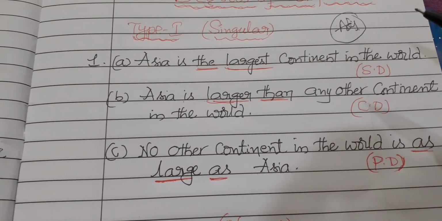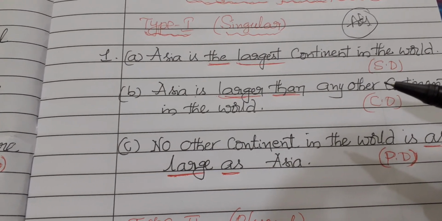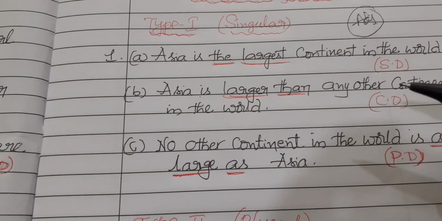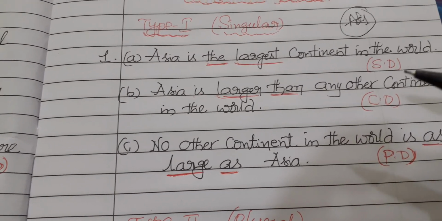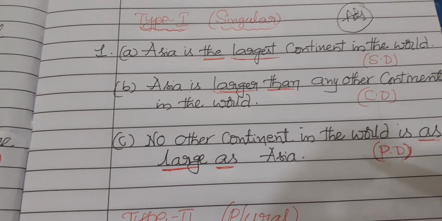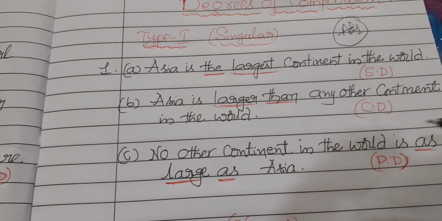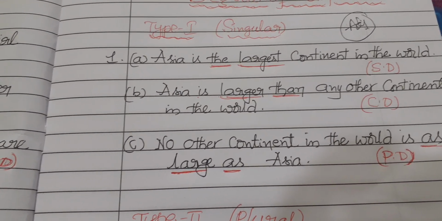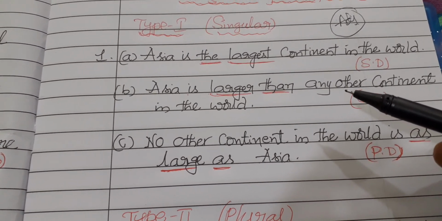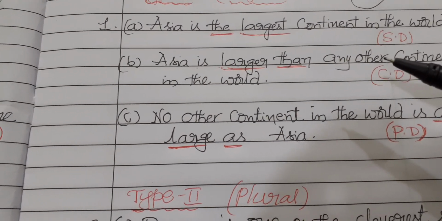The highest one is superlative, the middle one is comparative, the lowest one is positive. For example, large, larger, largest; clever, cleverer, cleverest; tall, taller, tallest; short, shorter, shortest. Some adjectives take more and most: beautiful, more beautiful, most beautiful; popular, more popular, most popular; important, more important, most important.